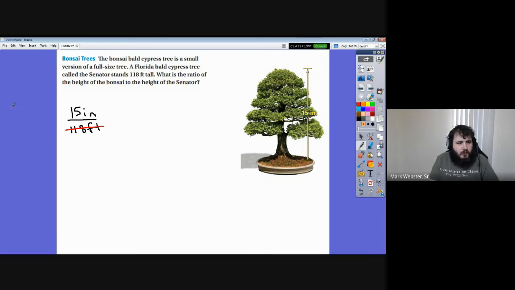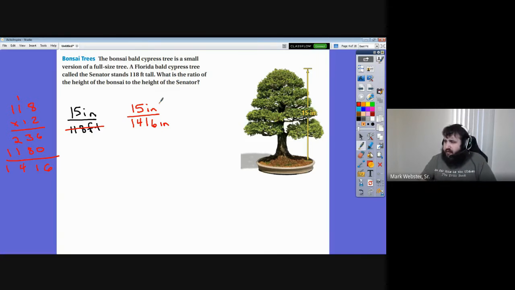So we got 118 times 12. We just do our multiplication. 8 times 2 is 16. Carry the 1. And then times 10. And add. Right? So the actual ratio that we're looking at is 15 inches to 1,416 inches. Right?